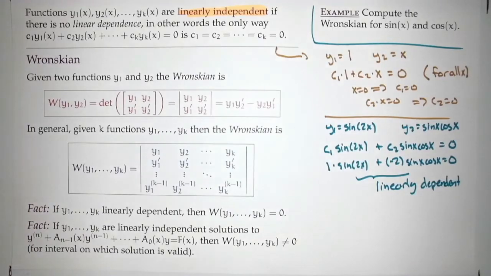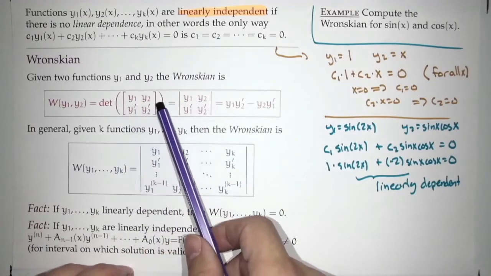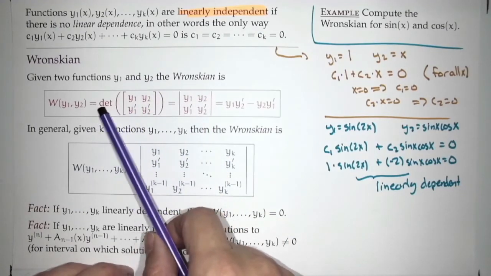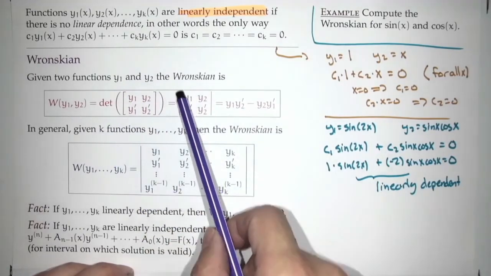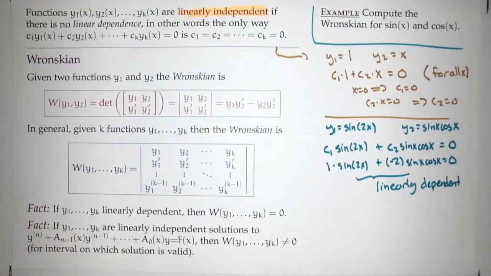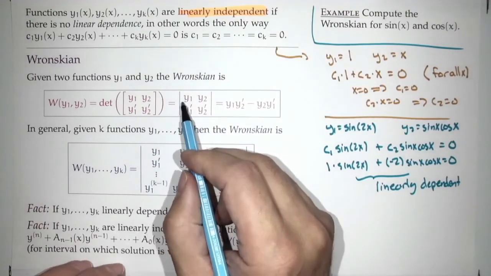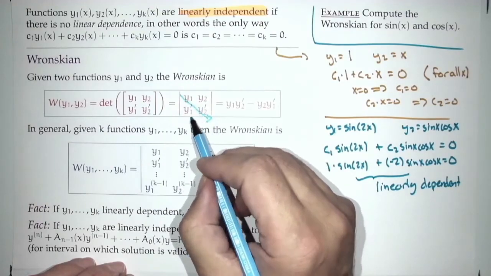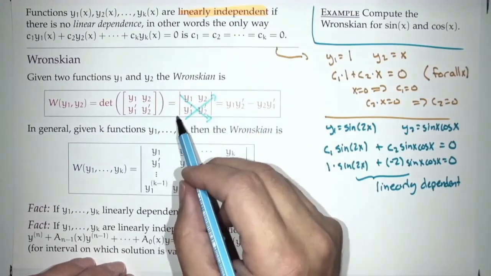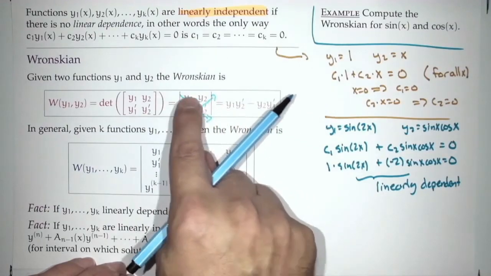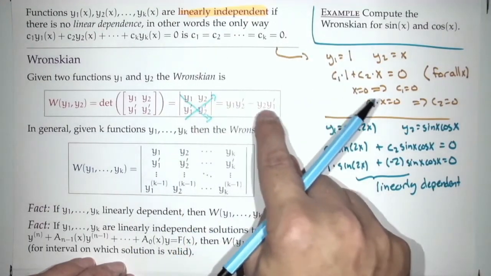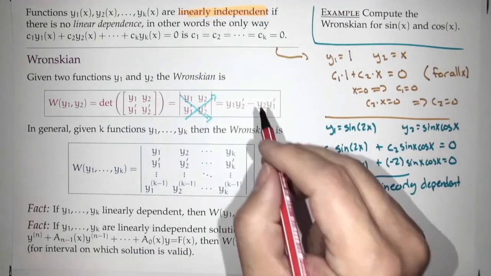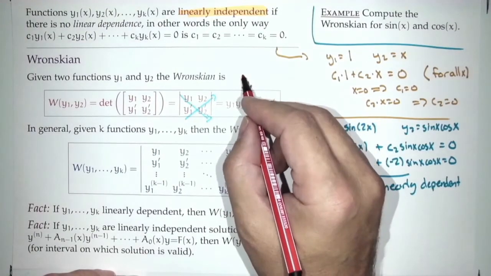So in particular, what's the determinant? If I have a 2 by 2 matrix, I can write the determinant as det, or sometimes you just see bars. What you do is take y1 times y2 prime, the diagonal going down, and subtract the diagonal going up. That's for a 2 by 2. So y1 y2 prime minus y2 y1 prime. The output is a function. So the Wronskian is a function.